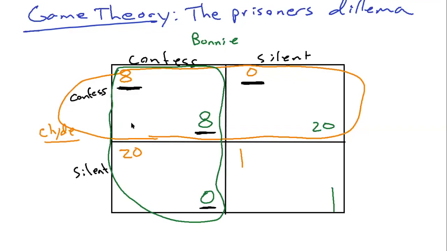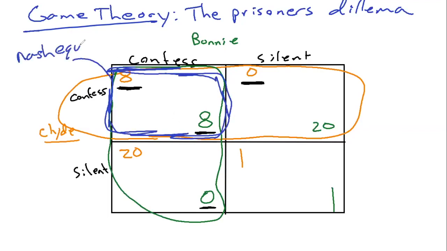This quadrant here, I'll put it in blue, we call a Nash equilibrium. A Nash equilibrium is just a state of the world, or a state of decisions, where no person by themselves has any incentive to deviate. If we assume they're both confessing and Clyde deviates and decides to pick silent, he's going to be worse off with 20 years. If Bonnie is currently confessing, in the confess cell, and she deviates and remains silent, she's going to get 20 years.